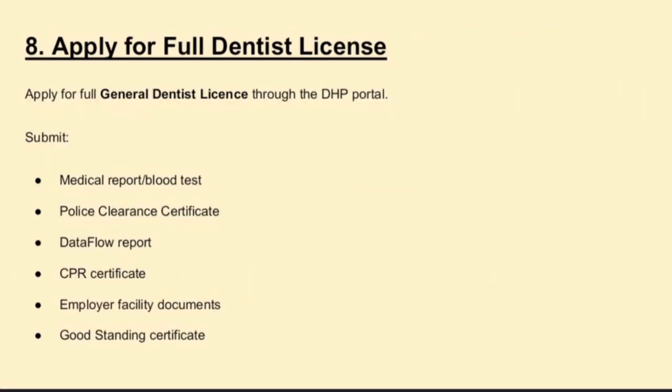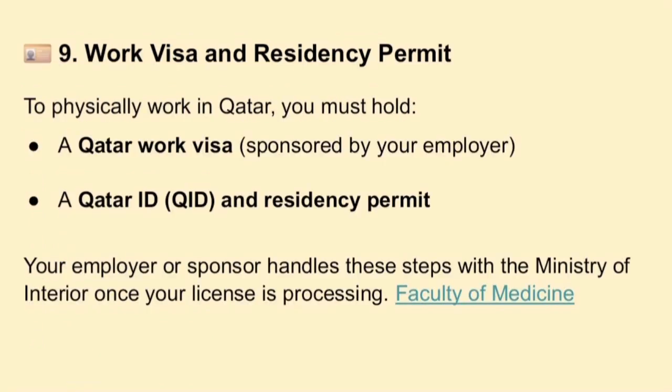After your temporary license, when you have done the training or the internship, you can apply for the full dental license as well. You have to apply for the full general dental license through the DHP portal, and you have to submit your medical report and blood test, police clearance, Dataflow report, CPR certificate, employer facility documents, and a good standing certificate. Now, coming to the last step, work visa and residency permit.